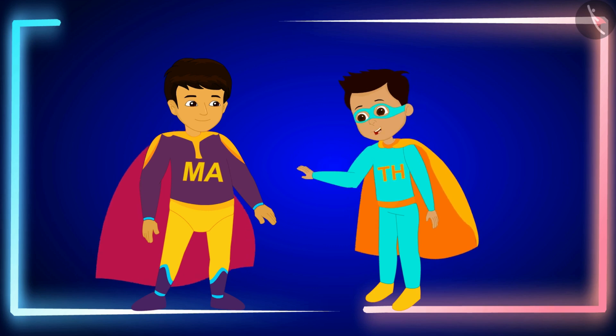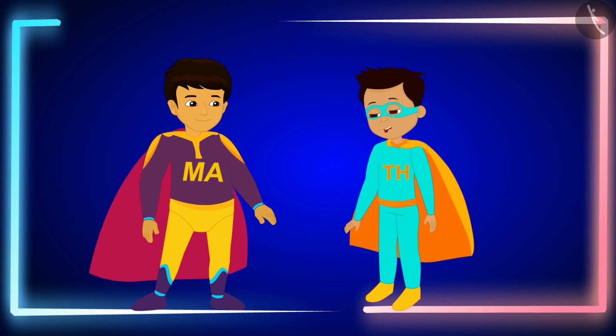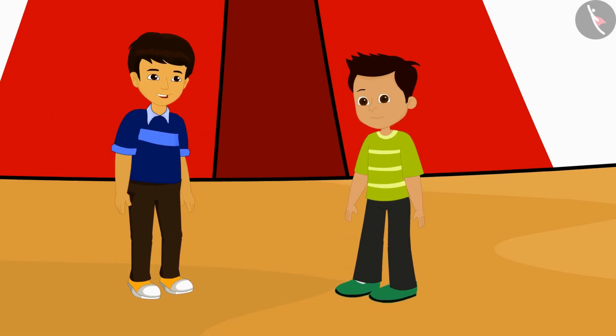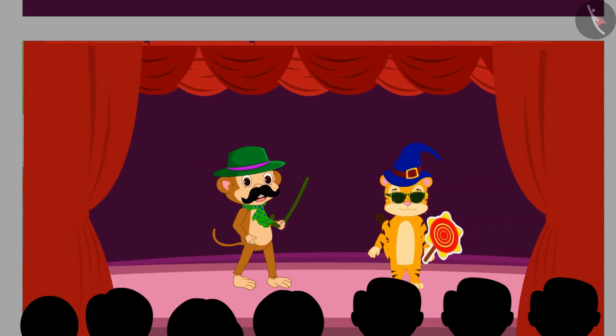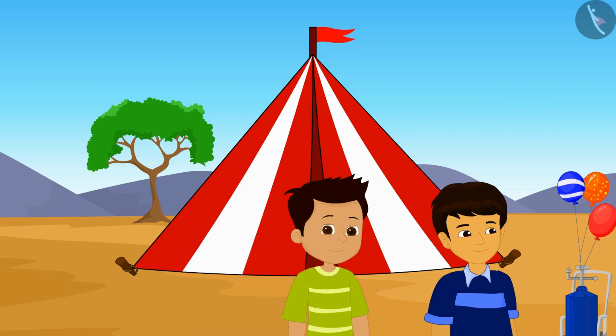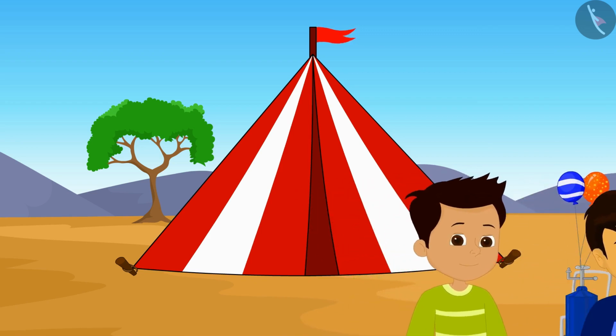Wow! So much cloth was used in making this. No wonder it is so huge. Now let us return to our world. The circus is just about to begin and we don't want to miss it. The two friends together enjoyed the circus very much and returned home happily.